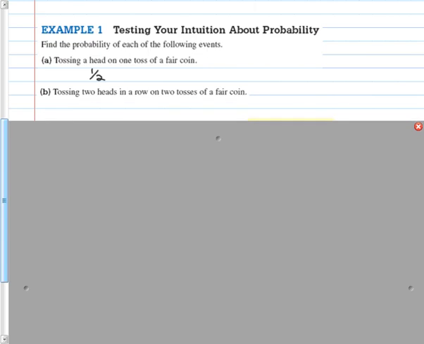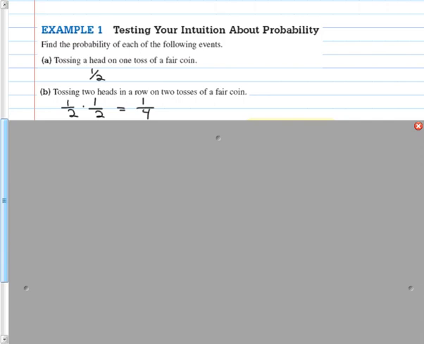Tossing 2 heads in a row on 2 tosses of a fair coin. What do you think? Right now we're just guessing. 1/4? So what's the probability that you will toss 1 head the first time you do it? 1/2. What's the probability the second time you'll toss 1 head? 1/2. We are going to learn, even though we haven't done it here, that when you want to do 2 things, this and that, you multiply them together. So 1/4 is the correct answer.